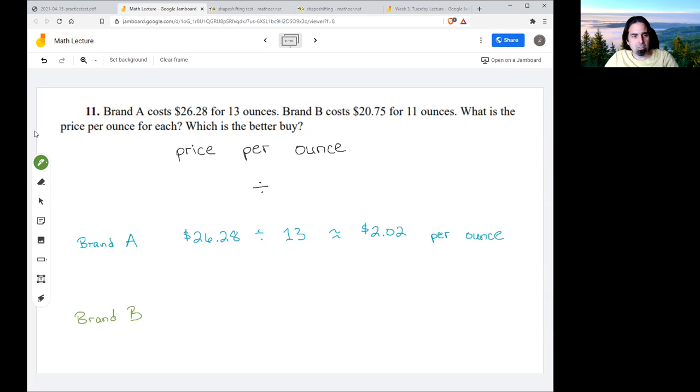Okay, for B, same thing. I just take the numbers and plug them in. So 20.75 per, that's the price. Right? The per is division. The ounces are 11. And whatever my calculator says that is, about 189. So if I buy just 1 ounce of stuff, which brand is the better deal? Brand B.